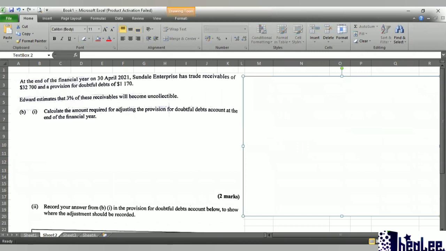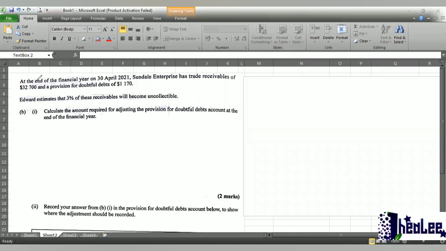We're going to move into part B, and it reads, at the end of the financial year, on April 30th, 2021, Sundale Enterprise has trade receivables of $32,700 and a provision for doubtful debts of $1,170. Edward estimates that 3% of these receivables will become uncollectible. You are asked for part B, I, to calculate the amount required for adjusting the provision for doubtful debts account at the end of the year.